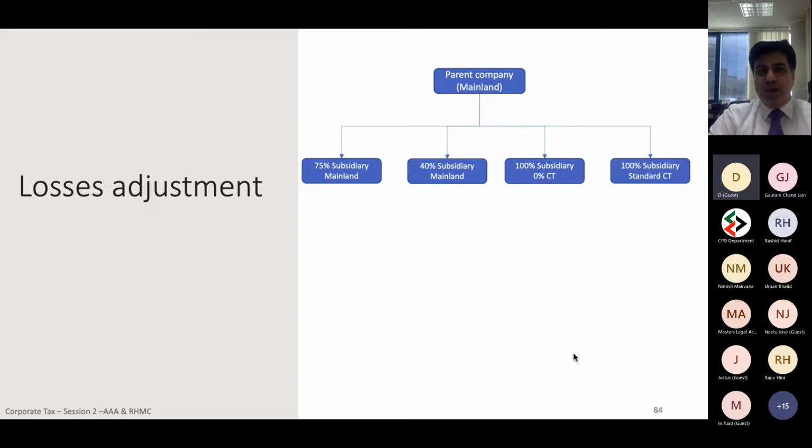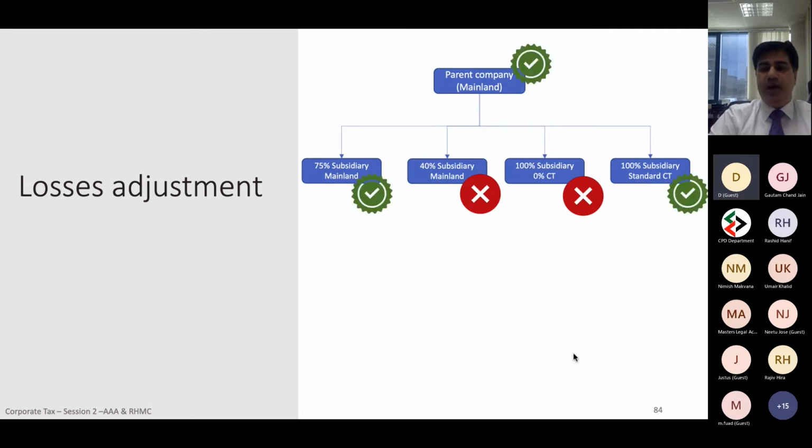Now, let's look at again an entity which is under loss adjustment, not a group. We have a parent company, a 75% subsidiary mainland, a 40% subsidiary mainland, a 100% subsidiary but 0% corporate tax, maybe a free zone company, and a 100% subsidiary with standard corporate tax. So in this case, the second and third are not allowed because, first, the 40% subsidiary is less than 75%, and second, the other has 0% corporate tax. So you cannot make a loss adjustment with those entities. But yes, the parent, the 75% subsidiary and the 100% subsidiary, these three entities can make a loss adjustment between each other. You don't need to be part of a tax group, but definitely documentation and transfer of losses need to be proved.